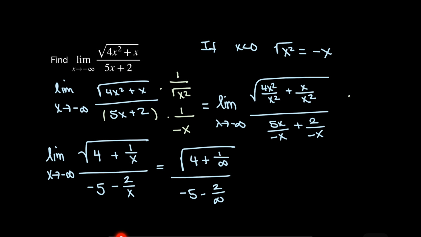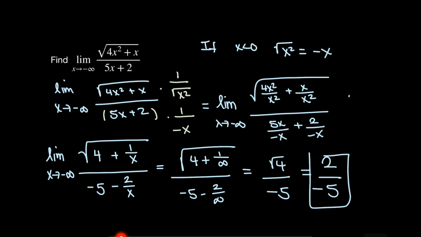And if I plug in that negative infinity, we still have a finite number divided by something that is infinite. Doesn't matter that it's negative infinity. So 1 divided by negative infinity is going to go to 0. So finite number divided by plus or minus infinity always goes to 0. And I'm left with square root of 4 divided by negative 5, or negative 2/5. So as x goes to negative infinity, the y values are approaching negative 2/5.